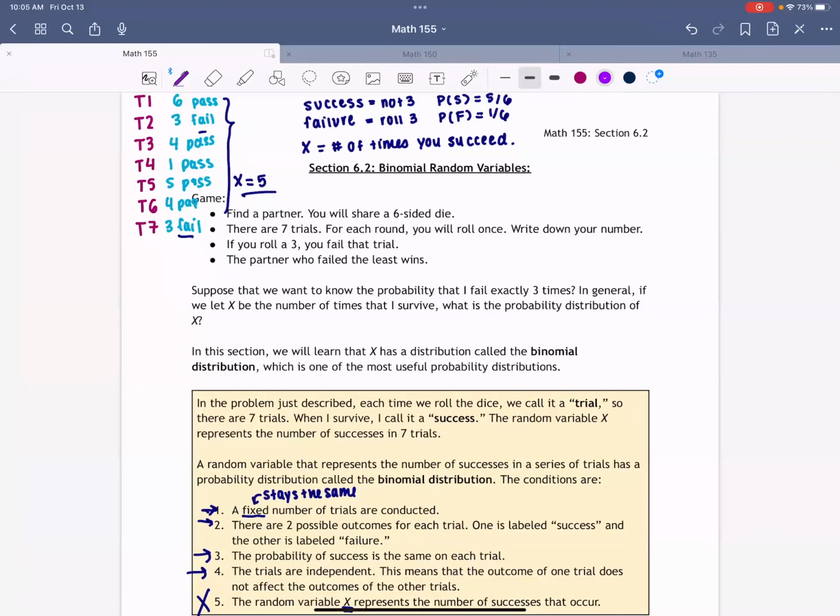We're going to continue this section. This is my least favorite section to talk about, just because the idea of a binomial random variable is like the hardest thing to grasp, because we don't talk about binomial random variables in real life, right?